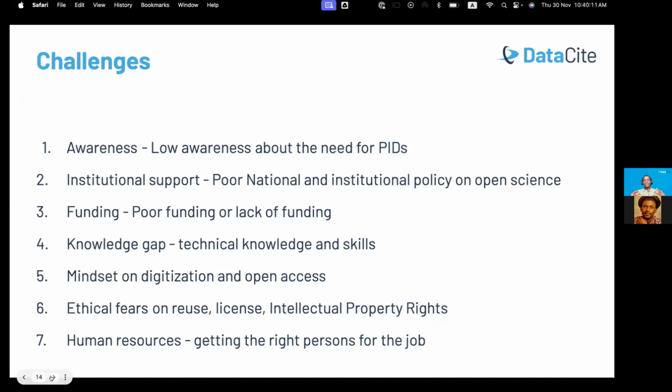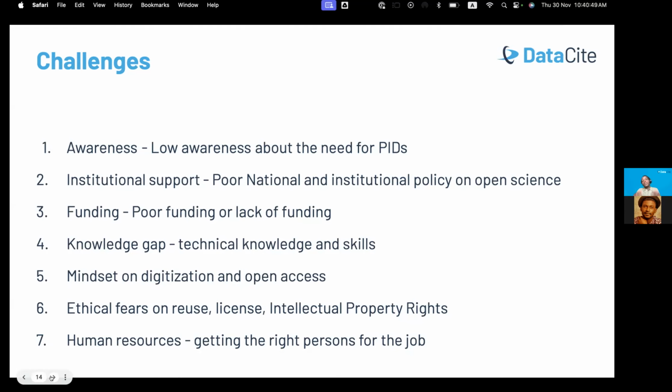So when there is poor national or institutional policy on open science, the librarians, the custodians can just be making noise. You won't get any results. Funding, even if you have the best of ideas, you are so knowledgeable, you are intelligent, but there's no funding. There's nothing you can do. You are going to need money to get the guys, the ladies, the folks that will work with you for curation of your information, for digitization, for acquiring your DOI, for maintaining the infrastructure.